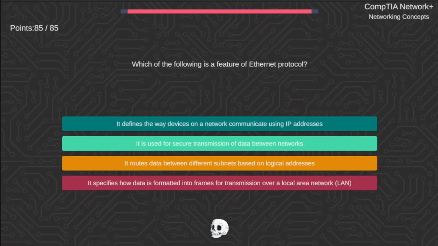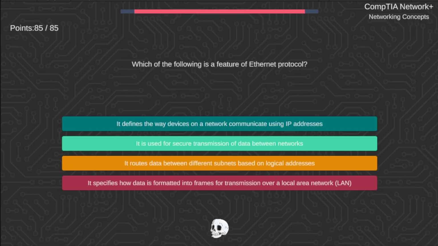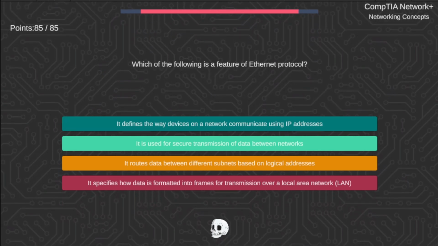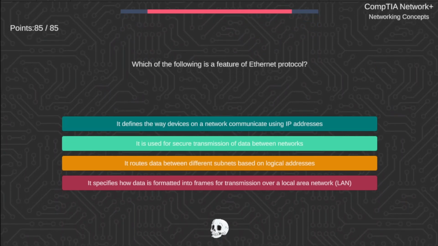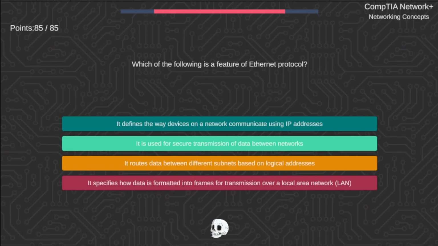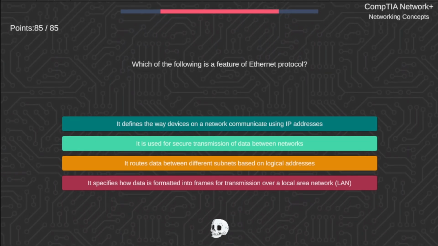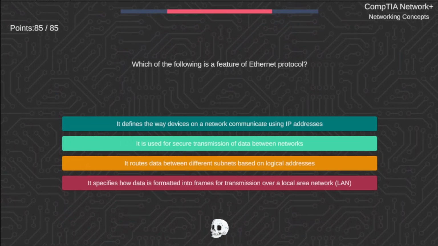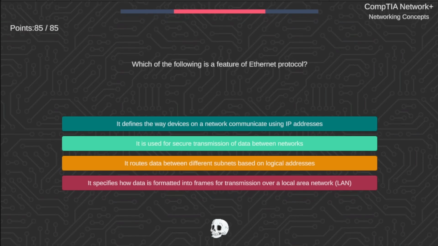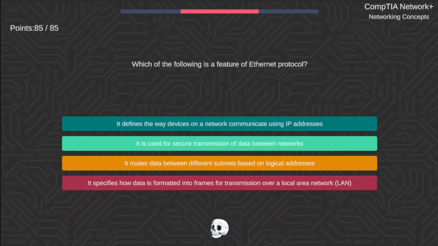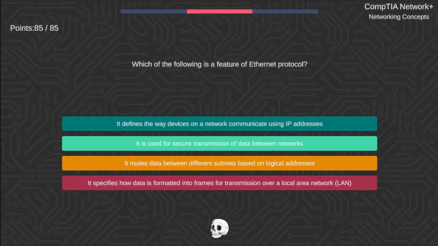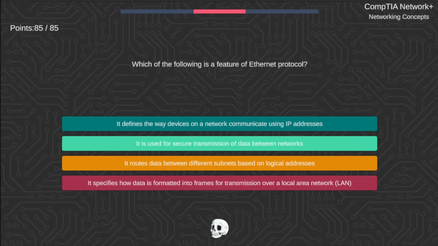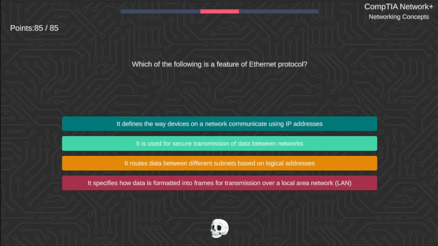Which of the following is a feature of Ethernet protocol? It defines the way devices on a network communicate using IP addresses. It is used for secure transmission of data between networks. It routes data between different subnets based on logical addresses, or it specifies how data is formatted into frames for transmission over a local area network or LAN. A feature of Ethernet protocol.